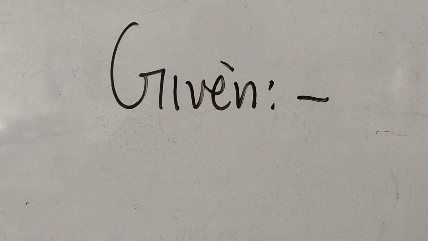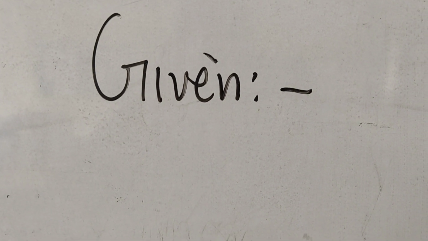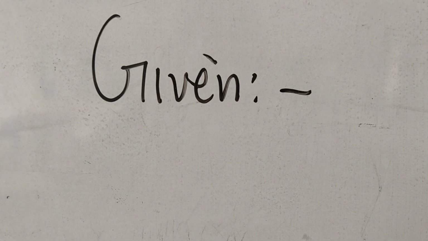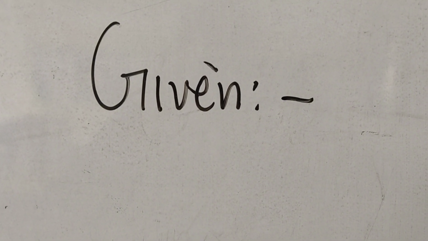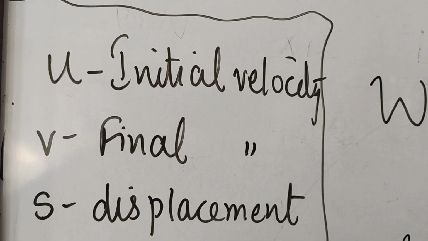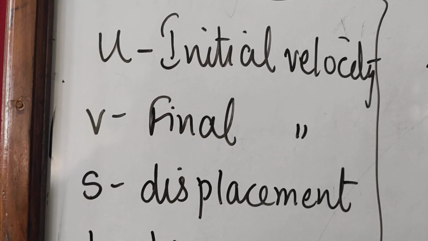So first you should write what is given. Now for this you should preferably use the symbols. So you should know the symbols which are used for the physical quantities. Now the common physical quantities which will be used in this chapter are listed here.